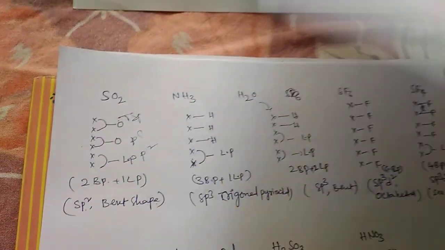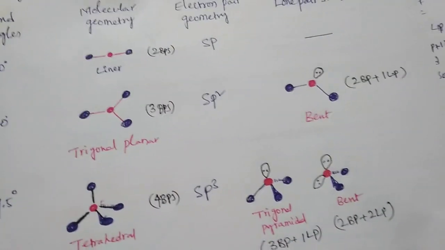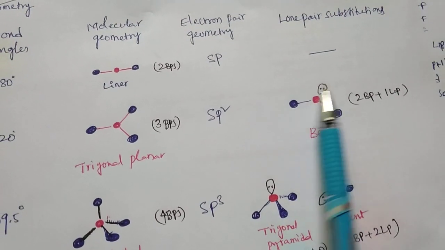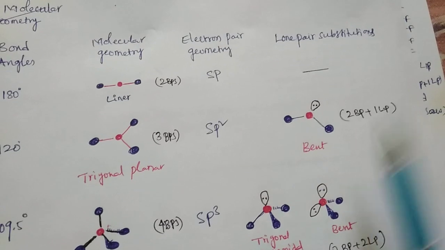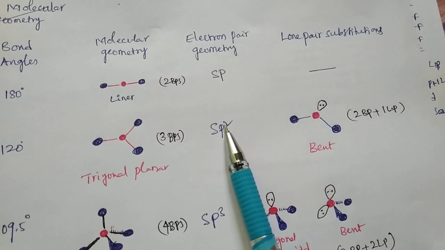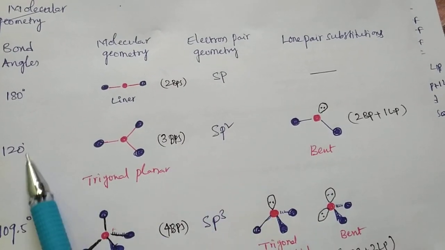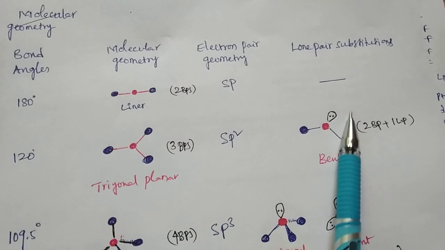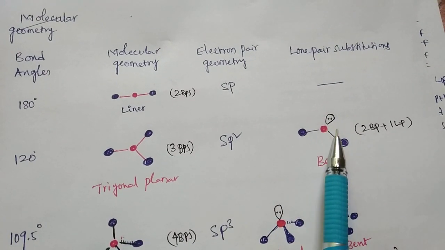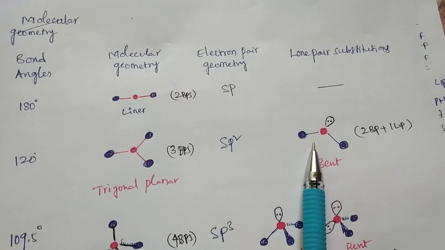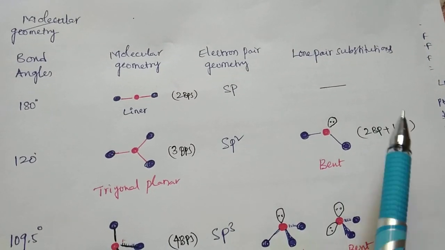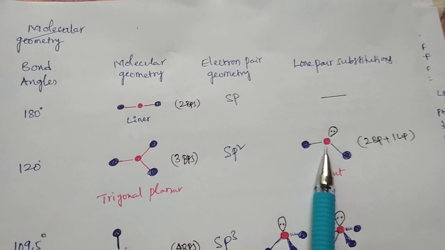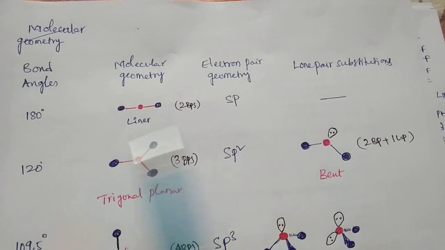So we know that 2 bond pair, 1 lone pair means sp2 hybridization, bent shape. That's the reason I showed it here before. You see, 2 bond pair, 1 lone pair means bent shape, and hybridization is sp2. Bond angle: if it is 3 bond pairs, 120, but 1 lone pair is there, so it will reduce a little bit. It may be 119.5 degrees, very slightly less when compared to 120.